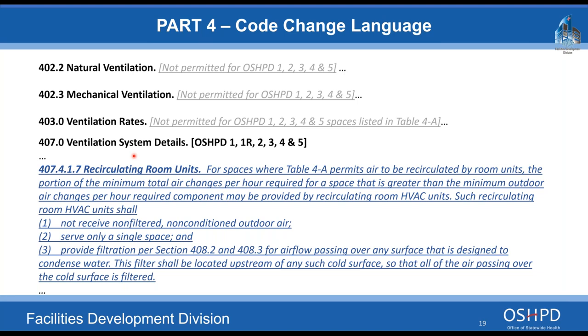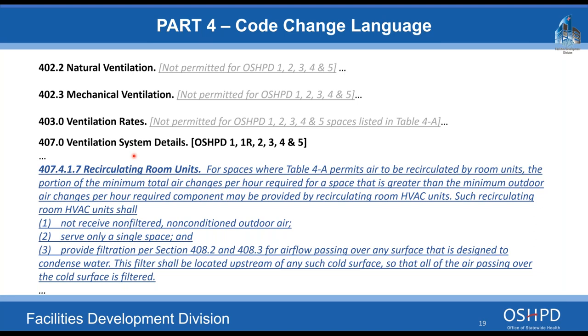In system details, we have 407.4.1.7. Now, what we're doing here with this language is we are just mimicking the requirements of ASHRAE 170, essentially. That's what we're trying to do here: add clarification, make sure we don't violate 170. The other thing to think about for any designers out there is this kind of helps grease the rails, so to speak, on the use of chilled beam technology in the future. So any mechanicals out there, look at this new change to 407.4.1.7 and think about it in that light. I think you'll see the value in that.